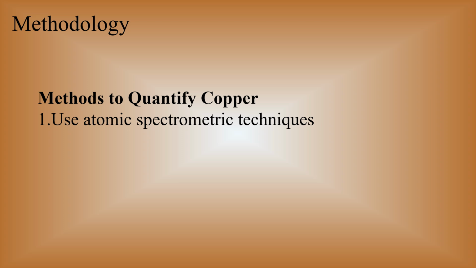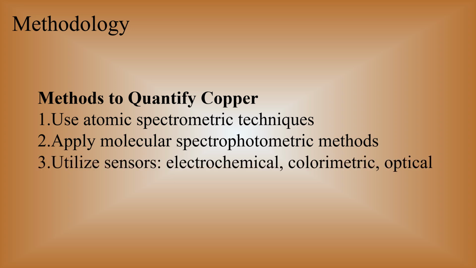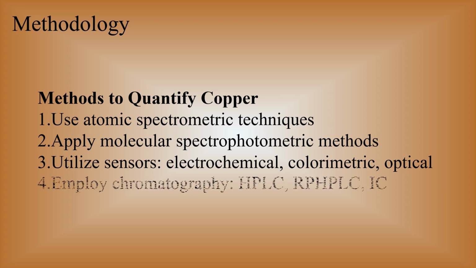Some of the methodologies that can be used to quantify copper are atomic spectrophotometric techniques. We also have molecular spectrophotometric methods. And then we can utilize sensors, which can be electrochemical, colorimetric, or optical. And then it could also employ HPLC, RP-HPLC, and IC. All of these can monitor small or trace amounts in solutions, in body tissues, in soil samples, food samples.